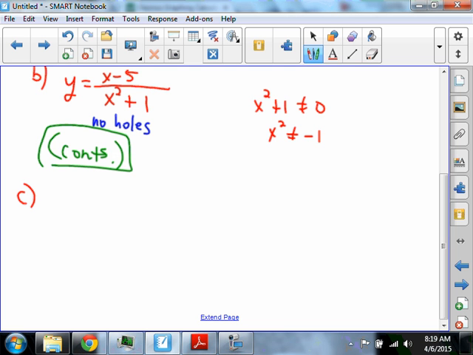Next, y equals x squared minus 3x minus 4 over x minus 4.